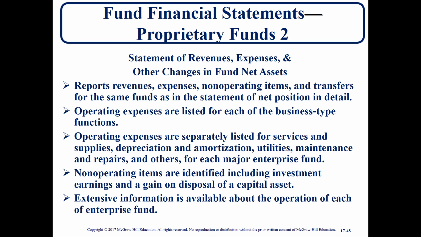Statement of revenues, expenses, and other changes in fund net assets. For proprietary funds, again, we see revenues, expenses, non-operating items, and transfers for all the funds. Operating expenses are listed for each of the business-type functions. Operating expenses are separately listed for services and supplies, depreciation and amortization, utilities, maintenance and repairs, and others for each major enterprise fund. The non-operating items are identified, including investment earnings and gain on disposal of a capital asset, and extensive information is available about the operation of each of the enterprise funds.